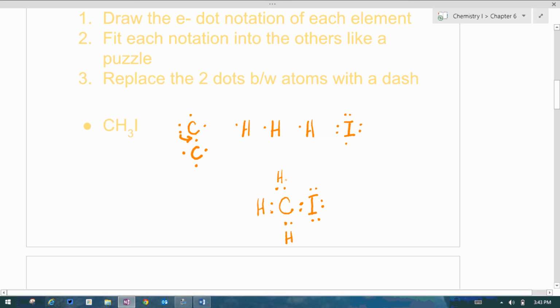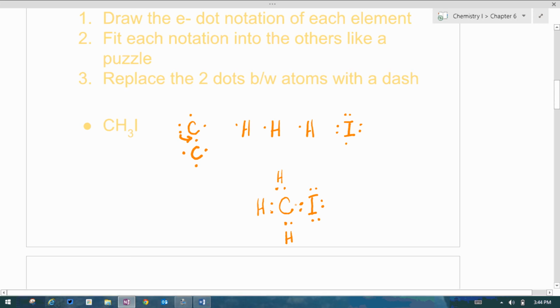So now if we go back and check, hydrogen at the top has 2 electrons, so hydrogen's happy. This hydrogen on the left-hand side has 2 dots, so he's happy. The hydrogen at the bottom has 2 dots, so he's happy. This iodine has 2, 4, 6, 8 electrons. He's a happy camper. And the carbon in the middle has 2, 4, 6, 8 electrons. So he's happy. So every single one of our elements is happy because they all fill up their valence electrons that they want. The 8 that the carbon and iodine want, and the 2 that the hydrogen wants.